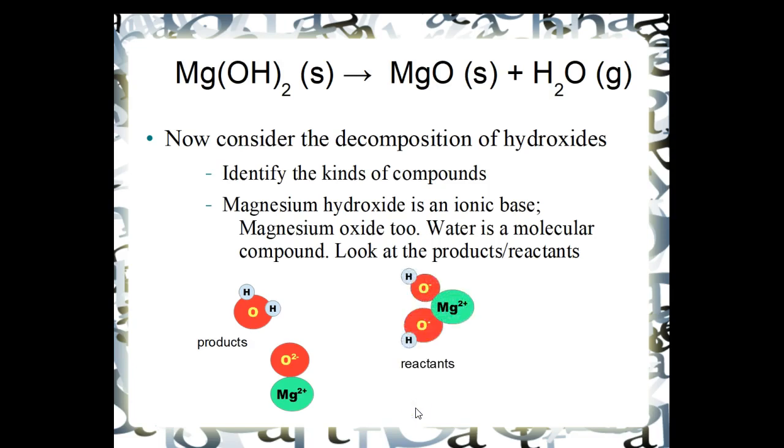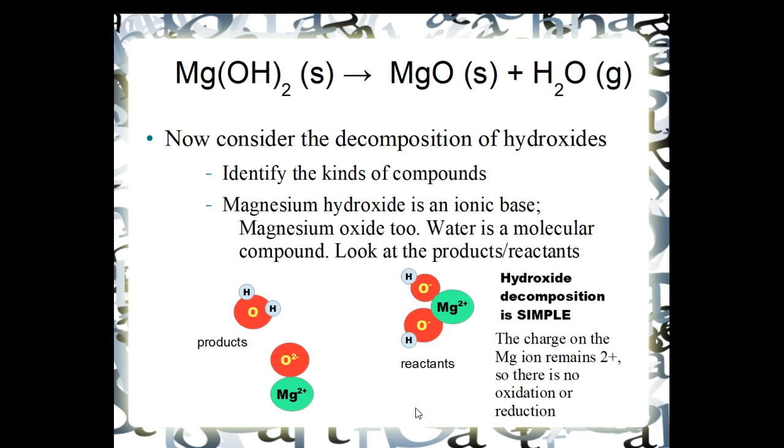When you look at the reactants, you see there's really no difference in the ions there, except that the water product is taken from the magnesium hydroxide by taking one of the hydrogens and attaching it to one of the oxygens, and then it's driven off as water. So the magnesium charge remains 2+, so there is no oxidation going on there, and there's no reduction going on. You're just moving the atoms around, moving the ions around. So hydroxide decomposition is simple.